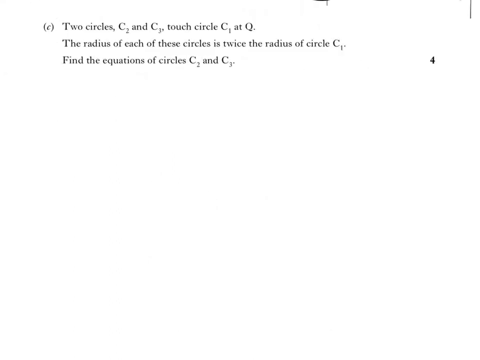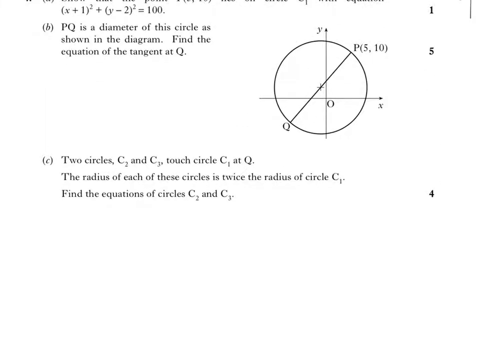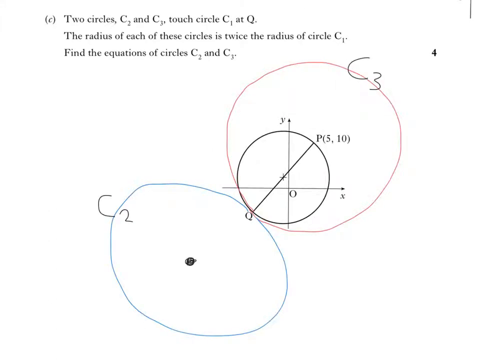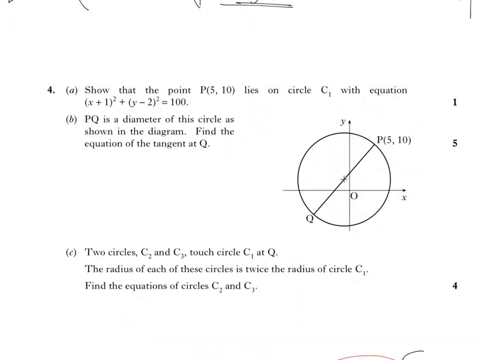Part C. Two circles C2 and C3 touch circle C1 at Q. The radius of each of these circles is twice the radius of circle 1. Find the equations of circles C2 and C3. So here's what that scenario would look like. We know that the radius of both of these circles is double the radius of the original circle, C1. C1 has r² = 100, so a radius of 10, which means the radius of the two bigger circles must be 20.